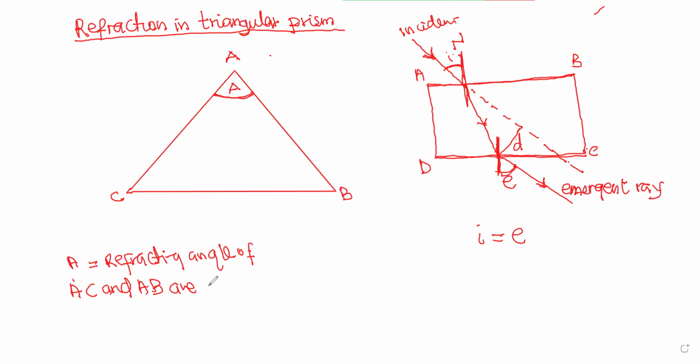AC and AB are two refracting planes. And BC is the base of the prism.